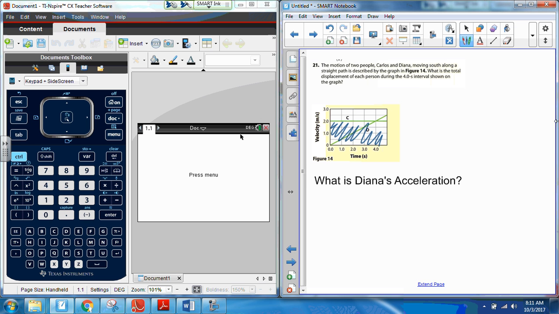So for Carlos, the displacement is just going to be length times width, which is going to be 4 times 2, which is 8.0 meters. And all of this is above the graph, right? So that means it's going to be positive.